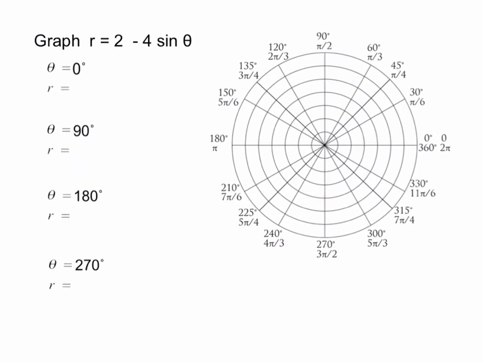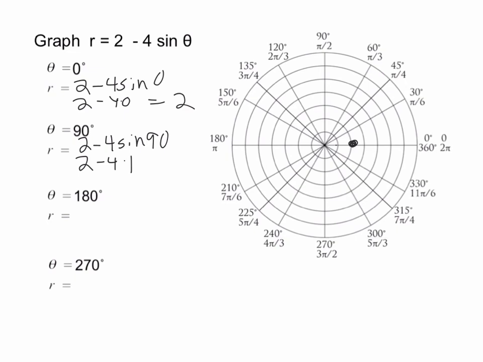And then last but not least, we'll do one more here, and then we'll call it a wrap. We have 2 minus 4 sine theta. So if I do 2 minus 4 times the sine of 0, sine of 0 is 0. So we'll have 2 minus 4 times 0, which is just 2 minus 0. So when I'm facing 0, I go out 2 steps. When I plug in 90, sine of 90 is 1. So I end up with 2 minus 4, which is negative 2.